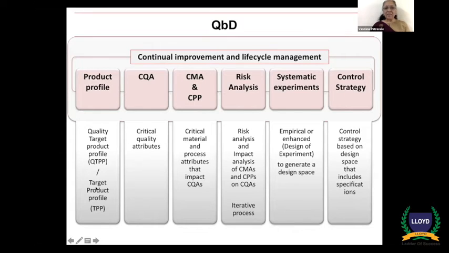First step is defining QTPP and TPP. Once you have listed these down, you are looking at critical quality attributes. You are listing all the material attributes which may be important. And you're also looking at process attributes which are very critical. In risk analysis matrix, you are linking these both.